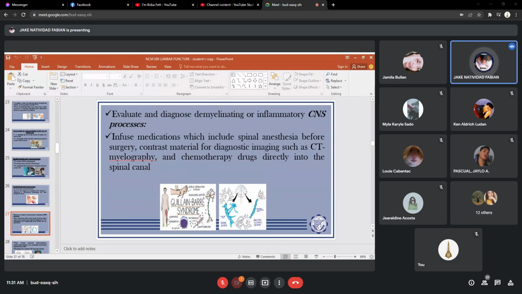kung bakit natin ginagawa ang lumbar tap is to evaluate and diagnose demyelinating or inflammatory CNS processes, particularly yung diniscuss natin kanina na demyelinating disease, your multiple sclerosis and your Guillain-Barré syndrome. And of course, by way of lumbar tap, pwede rin tayong mag-administer ng mga medications natin. Example is spinal anesthesia before a procedure like your CS or your cesarean section delivery.